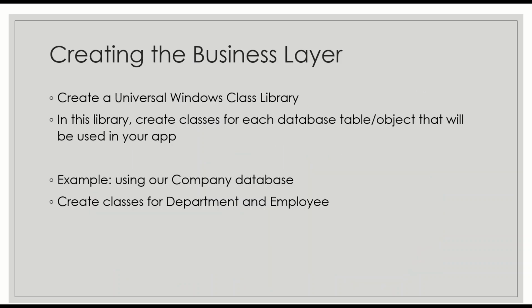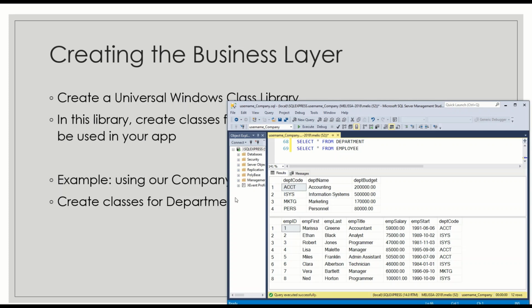So we're going to start by creating the business layer. We're going to create a class library for Universal Windows. And in this library, we're going to create classes for each database table or object that will be used in our app. Now, during this example, I'm going to use our company database. Just as a reminder, this is what the company database looks like. We have 2 tables and a one-to-many relationship between the department and employee tables.